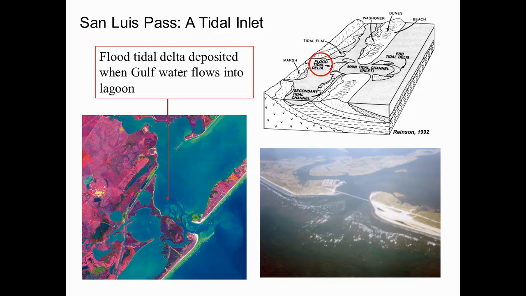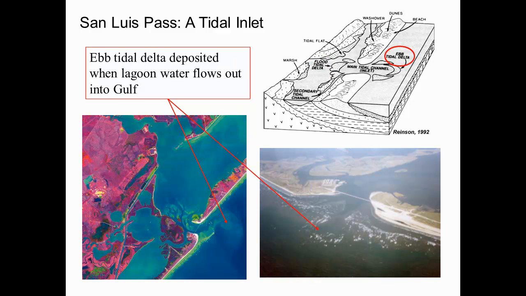But if you look closely at these photographs, notice that we can distinguish a flood tidal delta, which is deposited when Gulf water flows into the lagoon. And we can also distinguish an ebb tidal delta, which is deposited when the lagoon waters flow out into the Gulf.